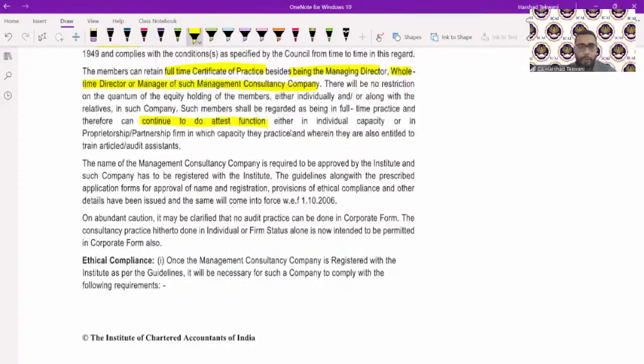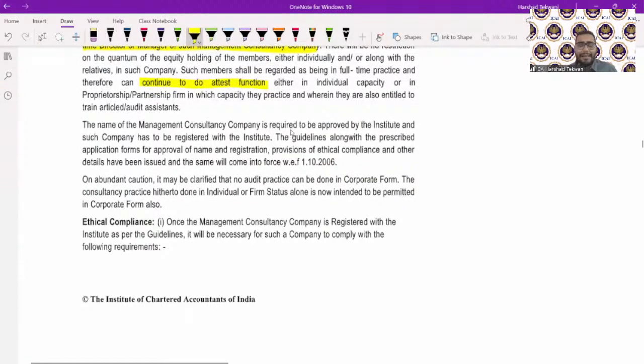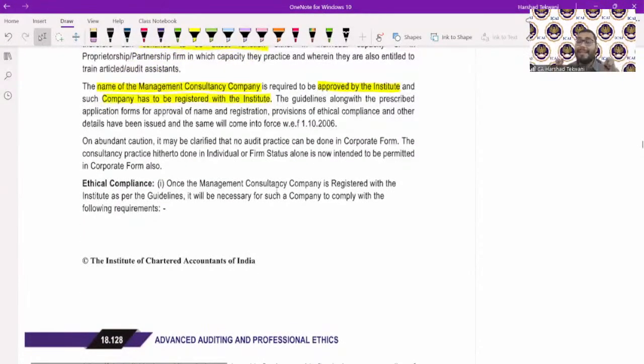Clear? Now, if there is a management consultancy company, then the name is required to be approved. So the name of the company is required to be approved by the institute, and the company has to be registered with the institute. So it is required that the company should have a name approved and registered with the institute. Now we are talking about management consultancy service, not audit. So no audit practice can be done in corporate form. We already saw there is a restriction with respect to audit practice. So no audit practice can be done in a corporate form. So only management consultancy services. Clear? Any doubt?